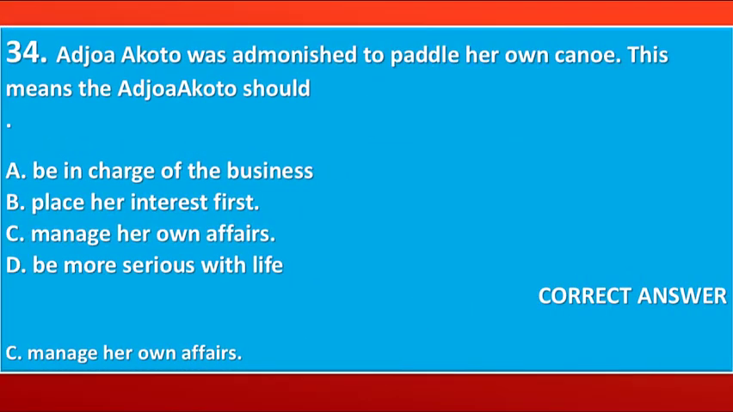Question 34. Ajua Akoto was admonished to paddle her own canoe. This means that Ajua Akoto should A. be in charge of the business. B. place her interests first. C. manage her own affairs. D. be more serious with life. The correct answer to this question is C. Ajua Akoto was admonished to paddle her own canoe. This means that Ajua Akoto should manage her own affairs.